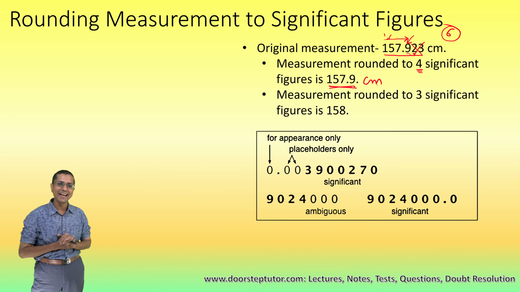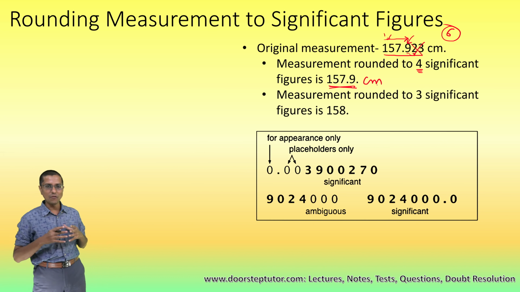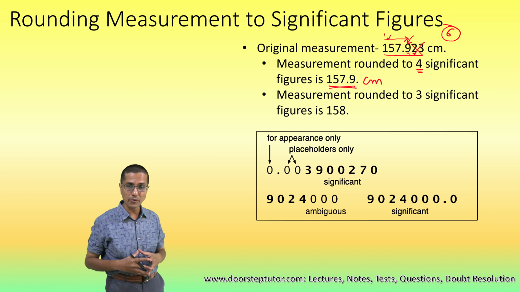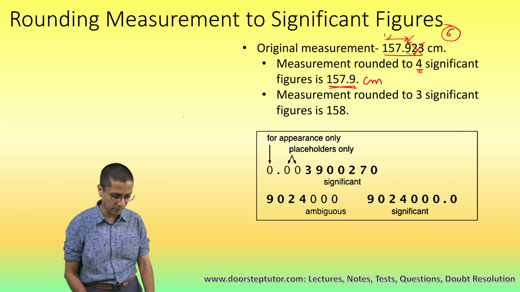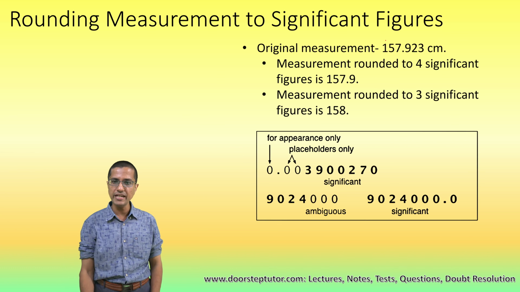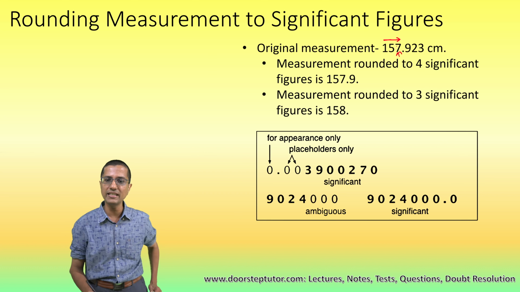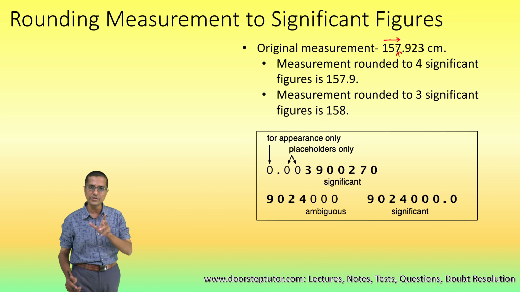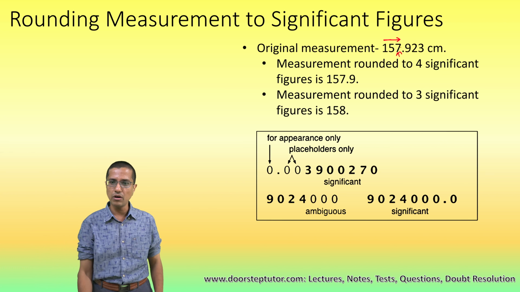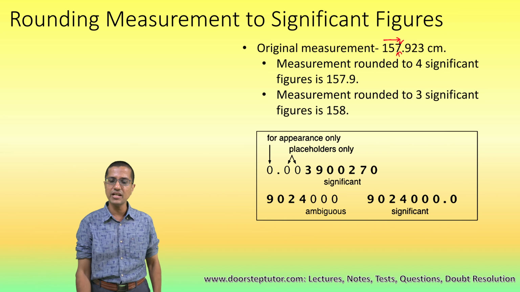That hasn't really changed. Now, what about if I wanted to round this same measurement to 3 significant figures? In that case, what do we need to do? We need to start counting from this side. So we'll see that I want to round off till this digit. So I want only that last digit, the one which I have shown with an arrow, to be my last digit after rounding off.